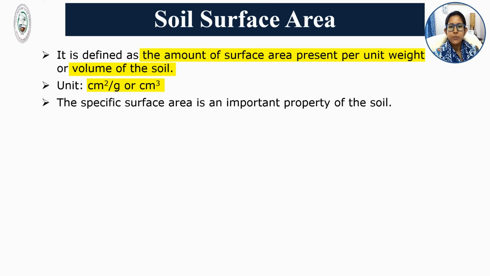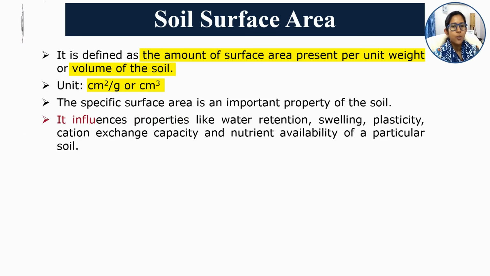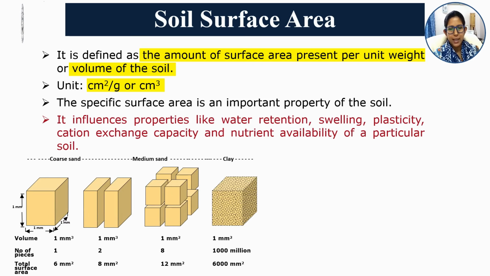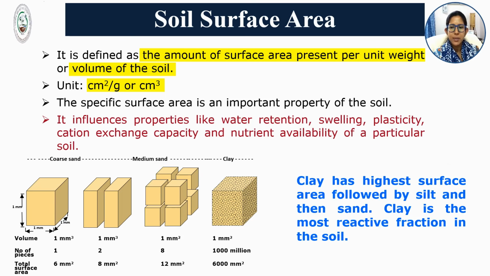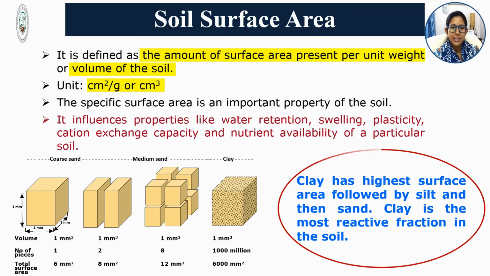So the specific surface area is an important soil property as it has an influential role in water retention, swelling, plasticity, cation exchange capacity, and nutrient availability of a particular soil. And if we see the three different size fractions like sand, silt, and clay, the clay generally has the highest specific surface area followed by silt and sand, and that also makes clay the most reactive fraction in the soil system.